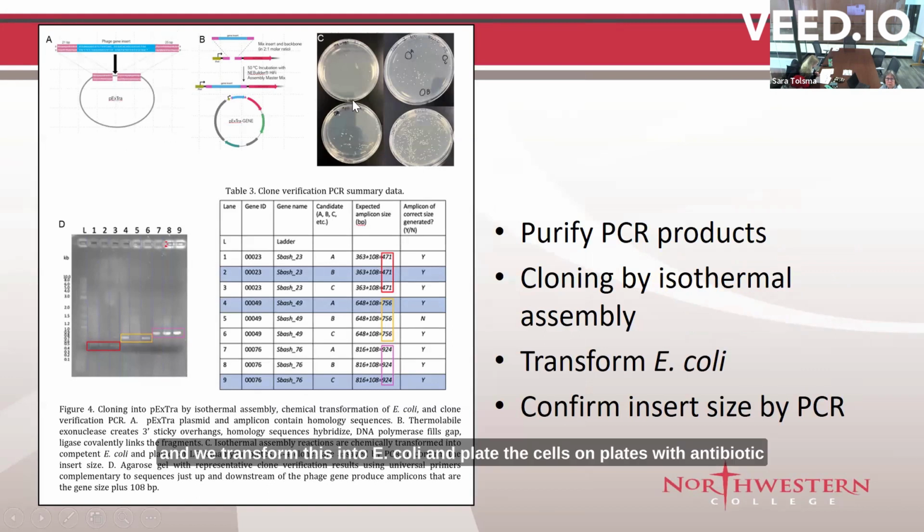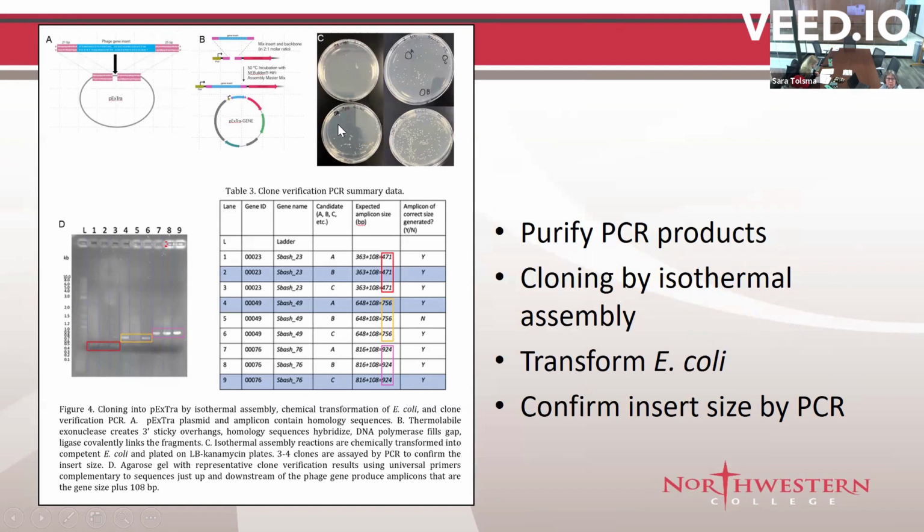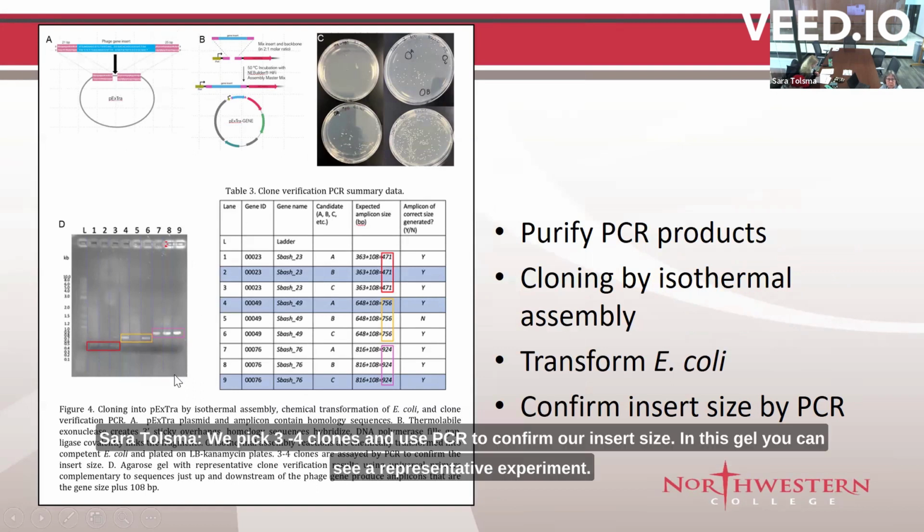After we purify PCR products, we clone them using isothermal assembly. We transform this into E. coli and plate the reaction on plates with the antibiotic. We pick 3 to 4 kanamycin-resistant clones and use PCR to confirm the insert size.